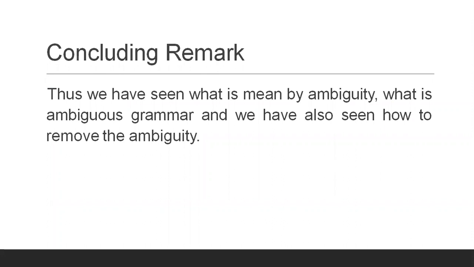Thus we have seen what is meant by ambiguity. We have also seen what is ambiguous grammar. We have also seen how to remove the ambiguity from the grammar. We have also derived two different trees for ambiguous grammar. Obviously only one tree will be derived for the unambiguous grammar. I hope you understood this.